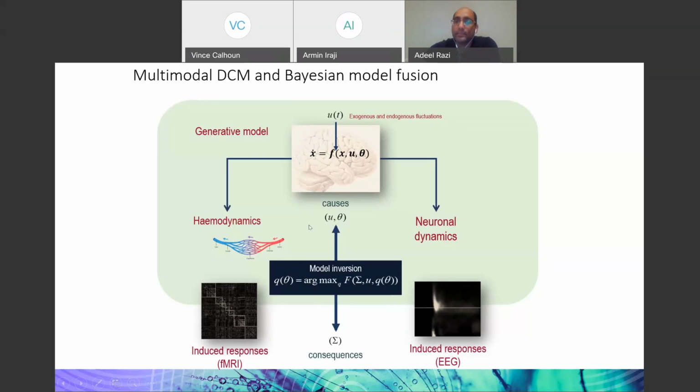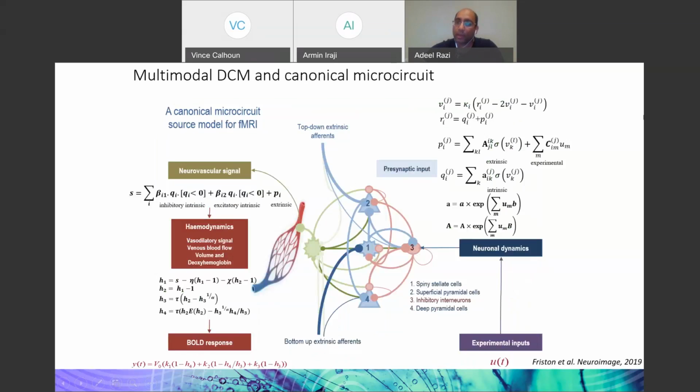So what we have done is create a generative model based on a canonical microcircuit, which will be the same for both modalities. Once we have the same neuronal model for both modalities, both for functional MRI and also for EEG, then we can just change the forward model. It could be a lead field for EEG and hemodynamics for fMRI, and then we can fuse them. We can do live updating and so on and so forth. I will show you quickly what we do. But importantly, what I want to introduce is the generative model for this scheme, which we call a canonical microcircuit.